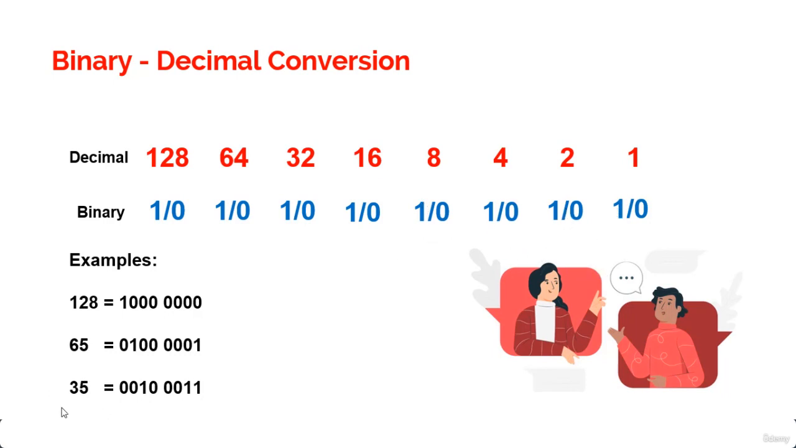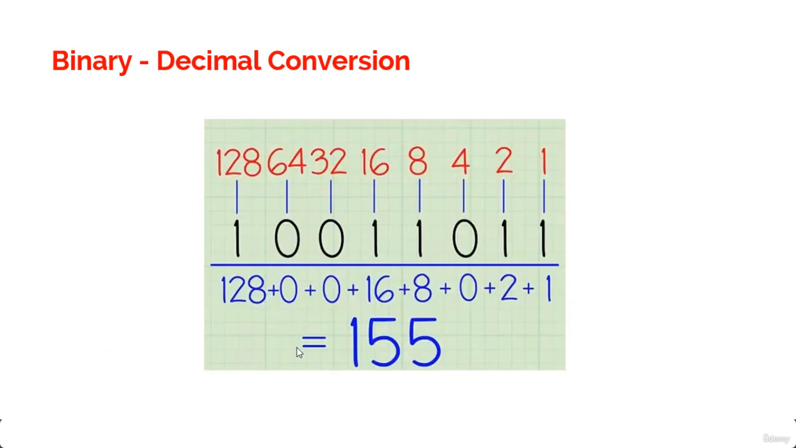In a similar case, 35. Now let's break down 35 into these decimal numbers. 35 is 32 plus 2 is 34, plus 1 is 35. So 0, 0, 1, 0, 0, 0, 1, 1. This is 35. Now this is pretty simple.